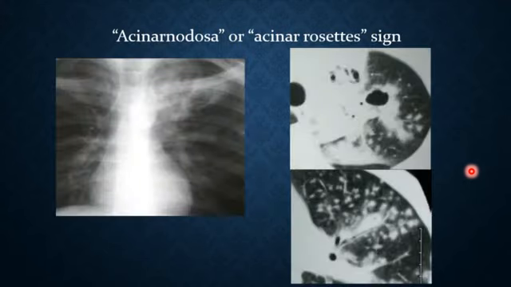This appearance is called acinar nodosa or acinar rosette sign. What you see here is this appearance of centrilobular nodules. It is very similar to tree in bud. You remember from last time the tree in bud appearance? It's the same thing, but the nodules are not very well defined. They are ill defined. You can see here also some sort of tree in bud. This is what's called acinar rosette sign.